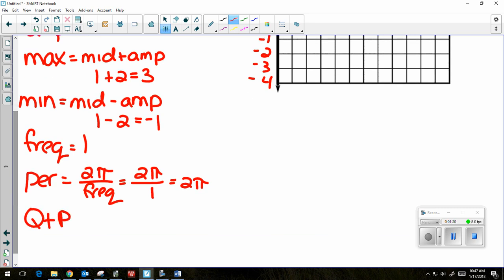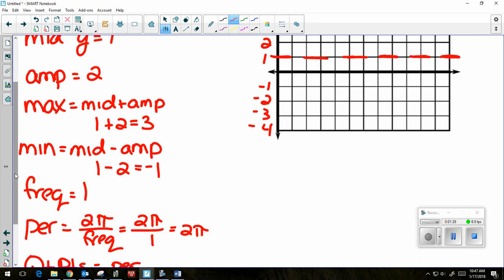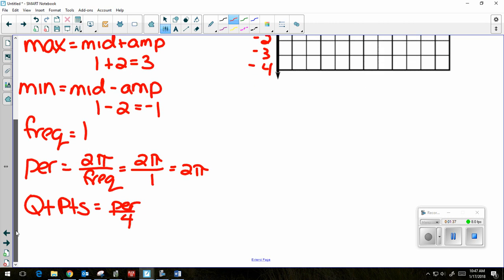Quarter points. My quarter points are period divided by 4. And quarter points are your labels for your x-axis. So I'm going to start by labeling 1, 2, 3, 4 equidistant on my x-axis. Period is 2 pi, and I'm dividing it by 4. So that reduces to pi over 2.